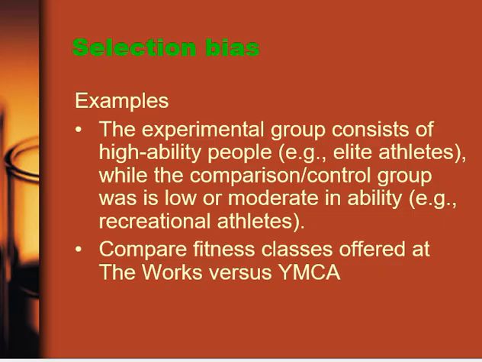A bit of a silly example, but for example, if we did a study where our experimental group was elite athletes, with high ability in terms of physical activity, and our comparison or control group was recreational athletes, who have a low or moderate ability, then these groups are not equivalent. We can't say that our treatment actually had an effect at all, because the results could simply be due to selection bias, having elite athletes in our experimental group.